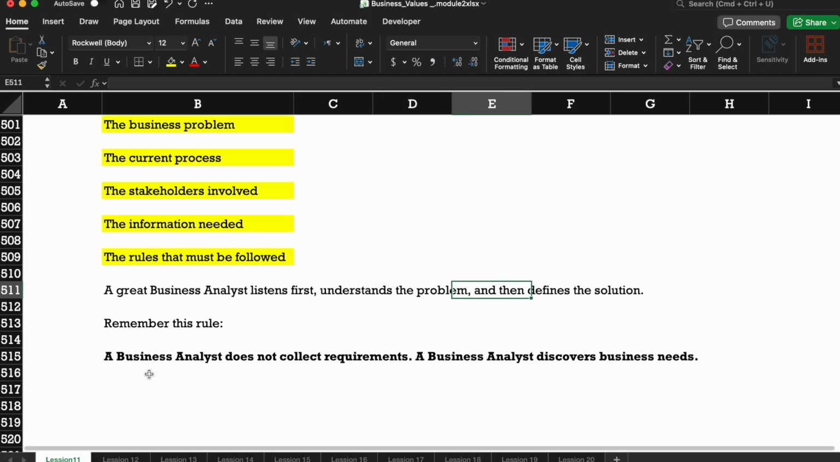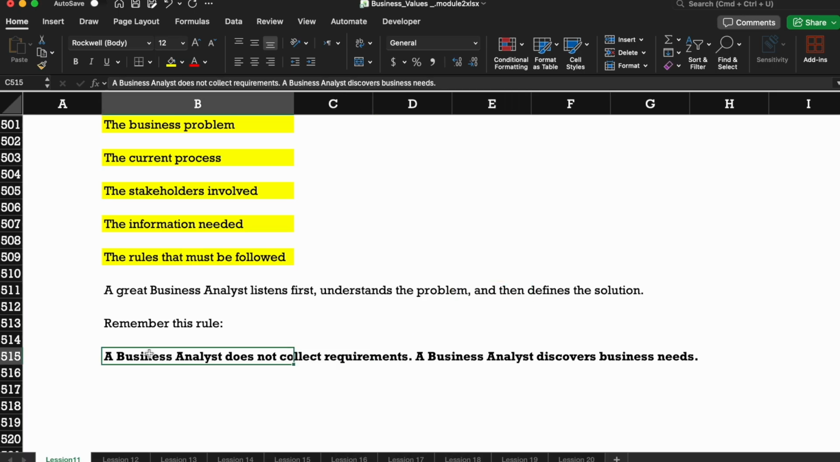Remember this rule: a business analyst does not collect requirements. Again, I have to highlight, we don't collect requirements. A business analyst discovers business needs. Okay, thank you very much everyone for lesson number 1, module 2. I'll see you in lesson number 2 in module 2.